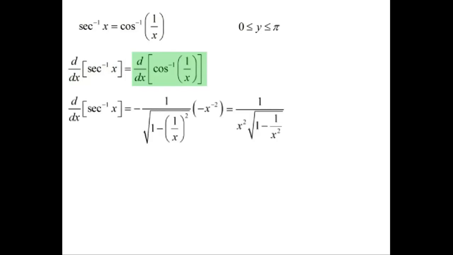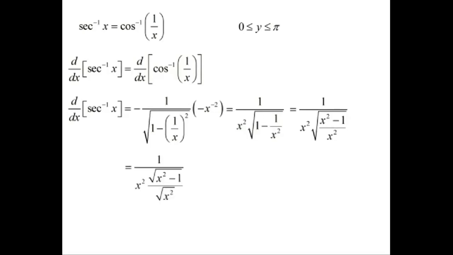Simplifying, we have that the derivative of arcsecant is equal to 1 over x squared times the square root of 1 minus 1 over x squared. We can simplify the equation, but it has to be done carefully, since the square root of x squared is not equal to x when x is negative. So doing some algebraic manipulation, we can rewrite the denominator as follows. We add the fractions underneath the square root sign, and then we take the square root of the numerator and that of the denominator.